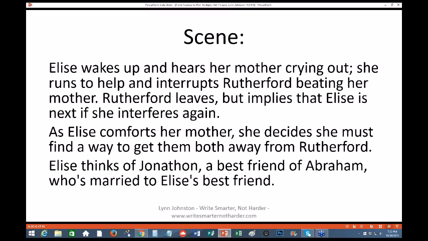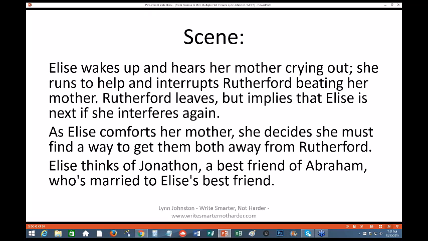So I want to make sure that somewhere in this scene, she's racking her brains: how can we get away from Rutherford? What can we do? We don't have any power. He controls all our money. We would have to steal one of his horses. How am I going to get away? And she's going to think, oh yeah, my best friend's husband's best friend. He's kind of an action-y kind of guy. He could probably help me get out of here.